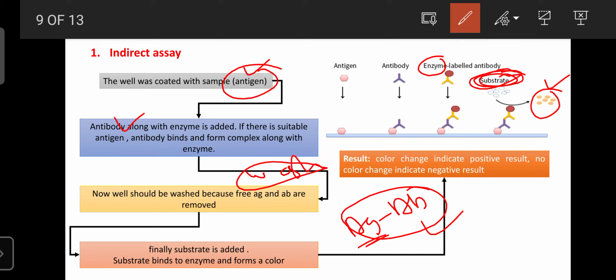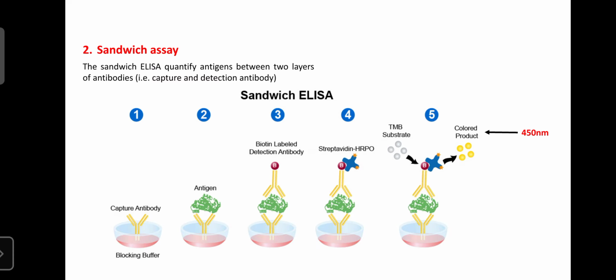So this indirect assay is helpful for the diagnosis of various disorders or infections. It is one of the important types of ELISA, the indirect type of ELISA, also known as the indirect assay. So next one is the sandwich assay.